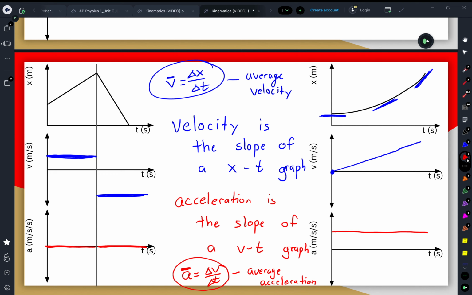Same thing going from velocity time to acceleration time. Acceleration is the slope of a velocity time graph. So just look to see what the slopes are. If the slope is zero, the acceleration is zero. If you have a positive slope, your acceleration is positive. If you have a negative slope, your acceleration is negative. Focus on these definitions and make sure that we are critically looking at each of these three graphs as we go through them stepwise, and then they should all align with one another.